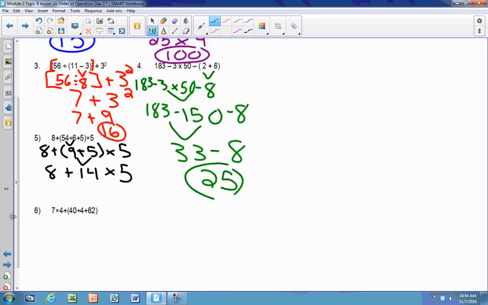Now I have some numbers that might be a little more difficult for me, so on the side I'm going to do my multiplication, because even though I might have addition, multiplication comes first in PEMDAS. The M comes before the A. So this was 70, and I end up getting 78.